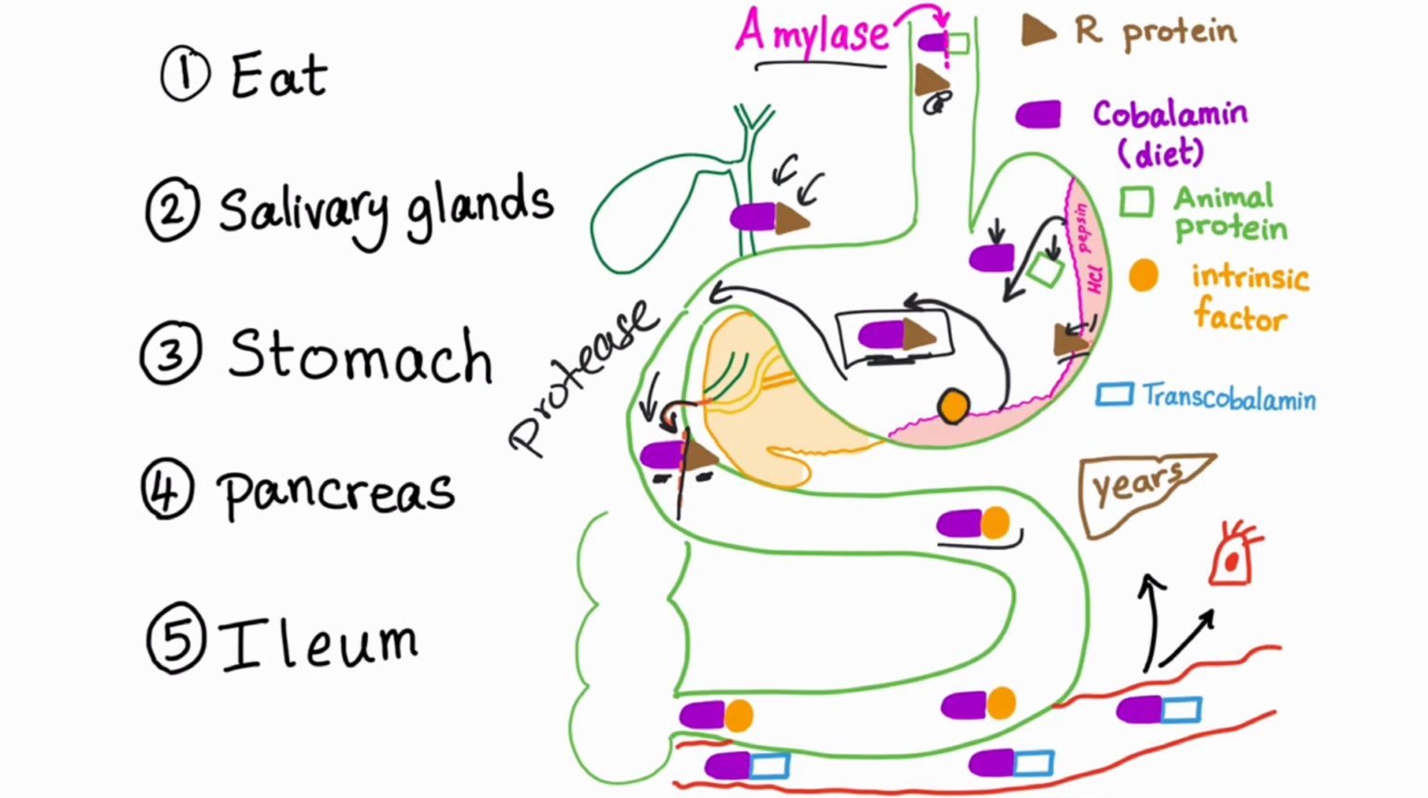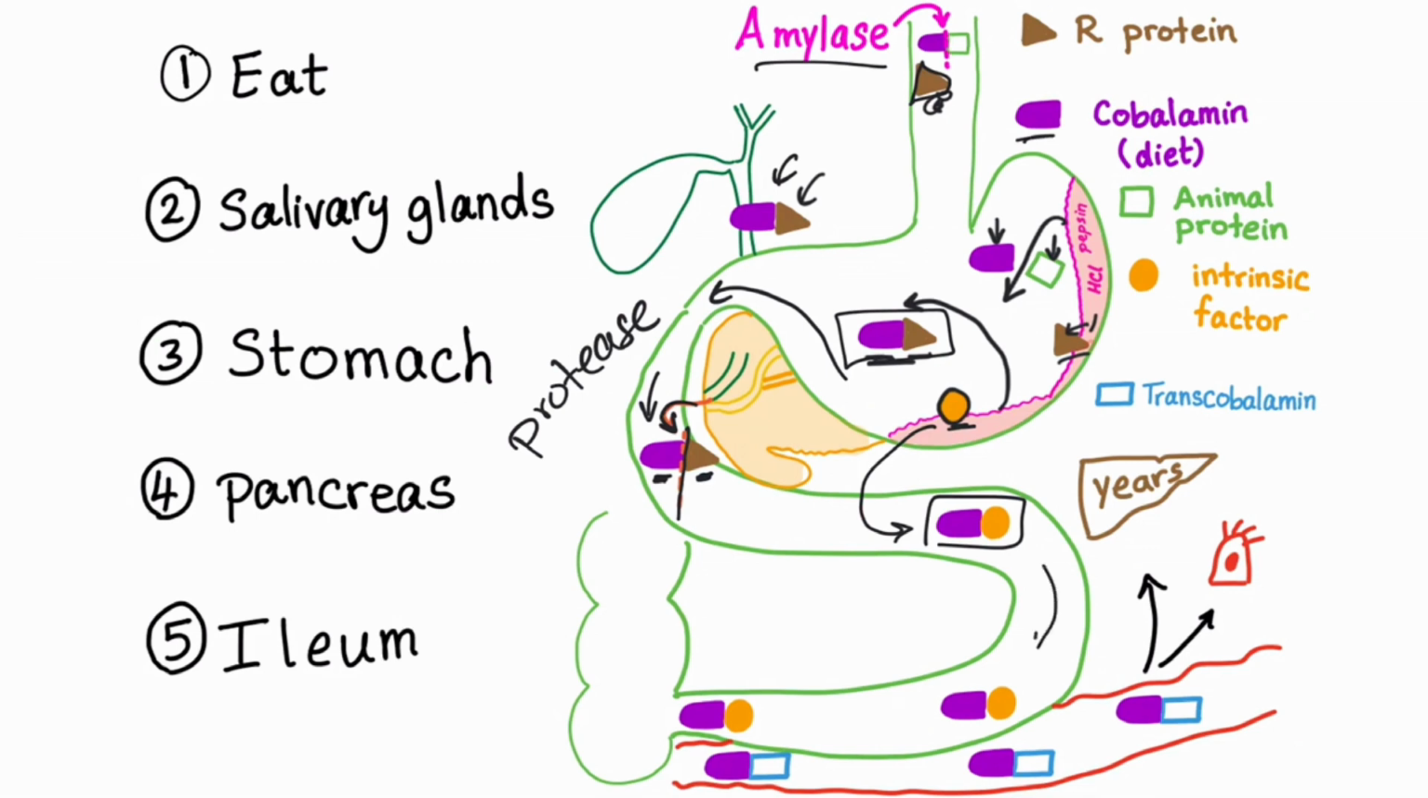But not free, it will bind to the intrinsic factor from the stomach. So the intrinsic factor is made where? In the stomach. But it starts binding to vitamin B12 in the small intestine. Same thing with the R protein from the salivary glands: made in the saliva, but doesn't bind with the vitamin B12 until we are in the stomach.